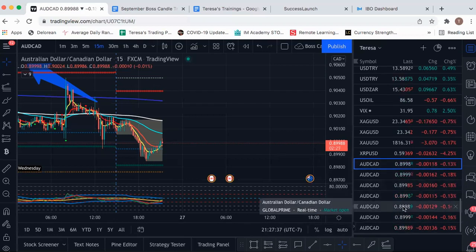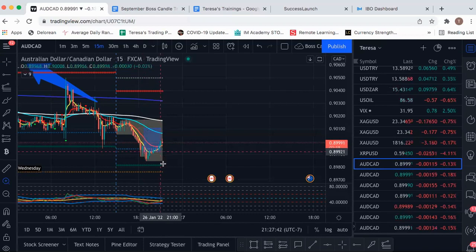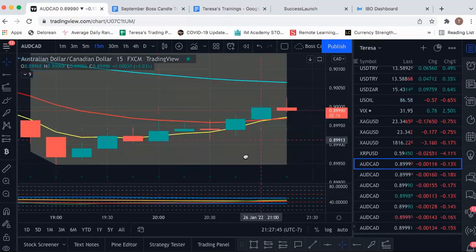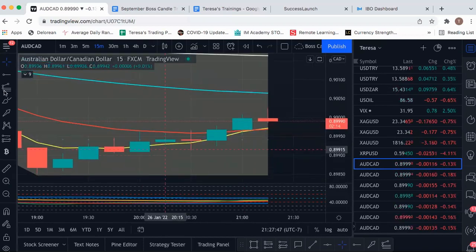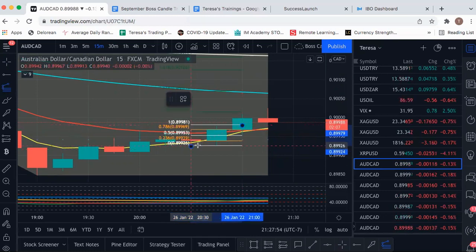So what does that mean to you? What it means is that when you see somebody, not just me, any educator, marking up a chart and giving you stop loss and take profit levels, it's very important that you pay attention to what broker's chart they're looking at. So in this case, I'm looking at FXCM.